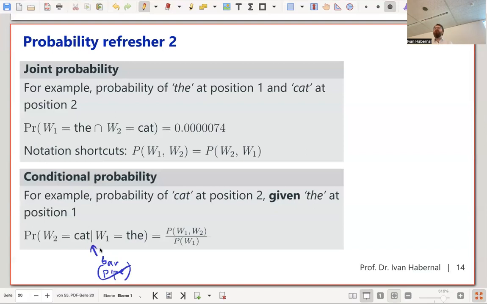So we have here the probability of "cat" at position 2, that is, the word at position 2 equals "cat", given that we have at position 1 the word "the". This is the definition of conditional probability: you take the joint probability and divide by the marginal. This is something you might have seen.